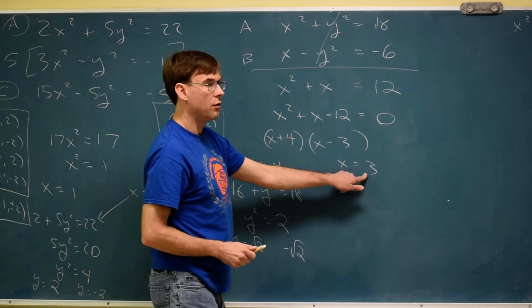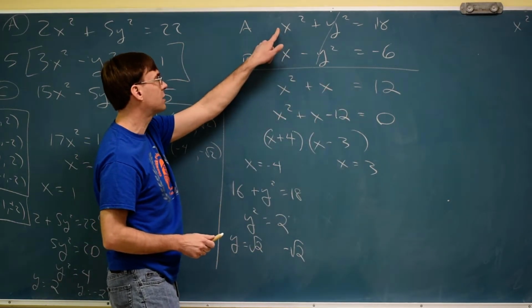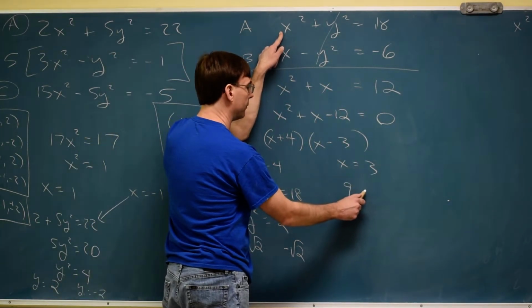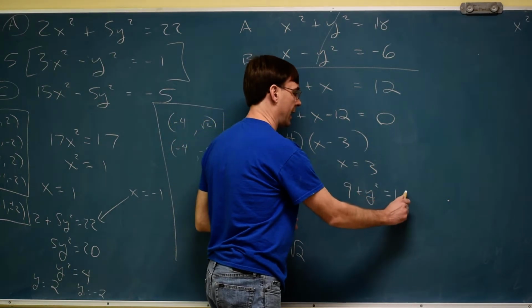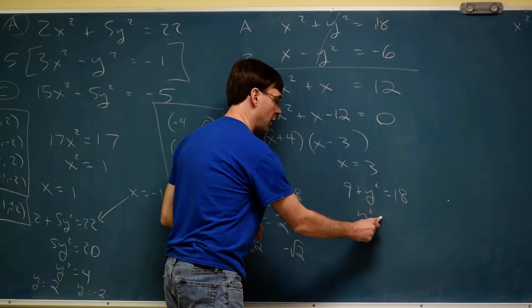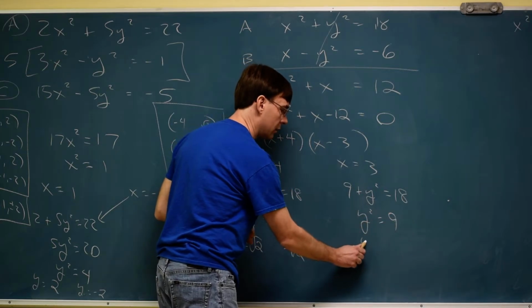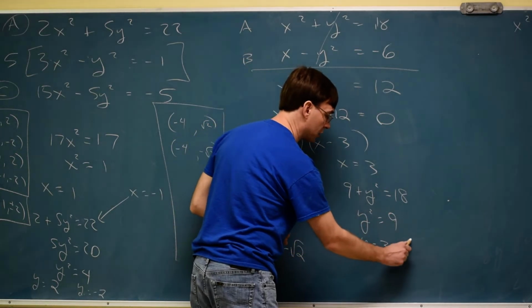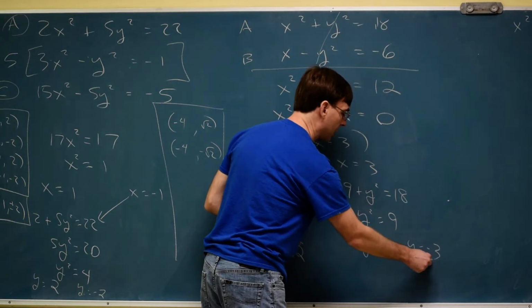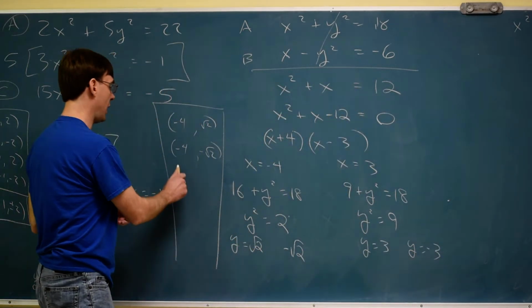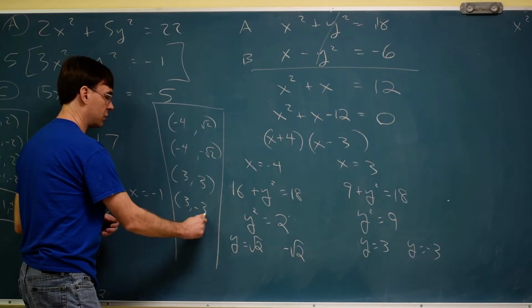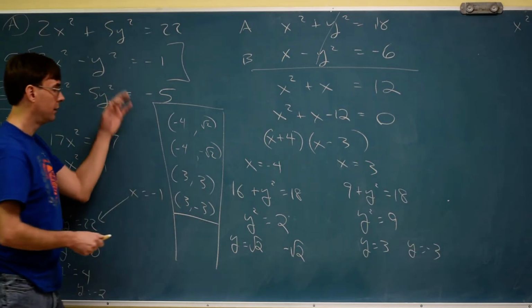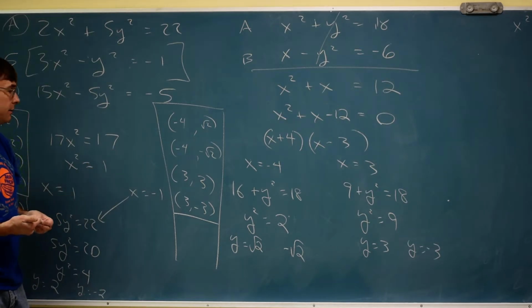If I try to follow the 3, 3 goes into this. 3 squared is 9. 9 adds y squared to get 18. Doing opposites, subtract 9. Doing the root, it's not just 3, it's negative 3. So I just found 2 more answers. The 3 led me to a 3. The 3 also led me to a negative 3. So again, 4 answers on this.